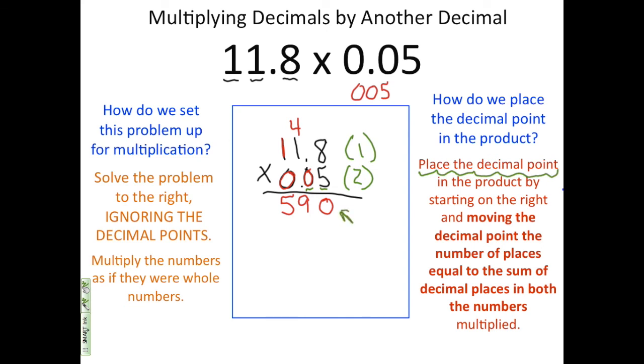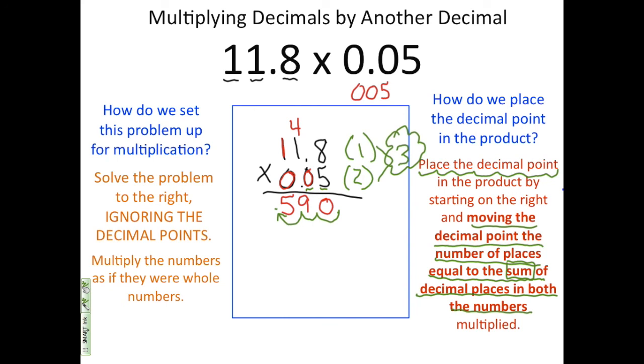That's my product. In this case, I didn't have to add it together because I had 2 zeros to the left of the 5. And we're going to know where to place it because we're going to move the decimal point the number of places equal to the sum, remember that means addition, of the decimal places in both numbers. Well, 1 and 2 equals 3, which means that my answer is going to have 3 decimal places. Again, I know that my decimal is always going to start all the way to the right, and now I know I'm going to have 3 decimal places. So my decimal is going to move in front of the 5.